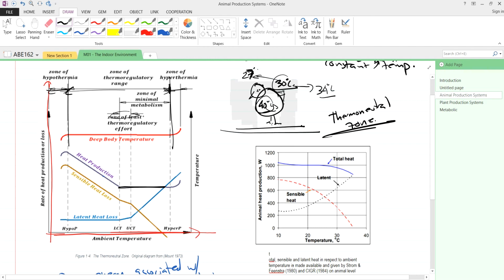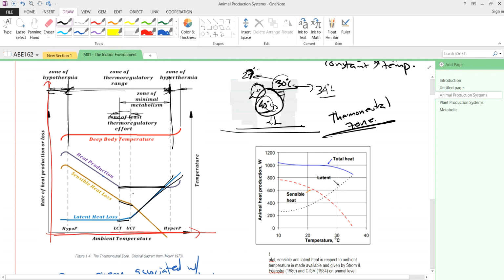It's because the latent heat loss is almost flat and the sensible heat loss is also almost flat. So that's the zone of least thermoregulatory effort. If we interpret this, let's say for the latent heat loss, at colder temperature there's not much energy loss associated with moisture production. But at higher temperature, much of the energy transfer is due to this latent heat loss.